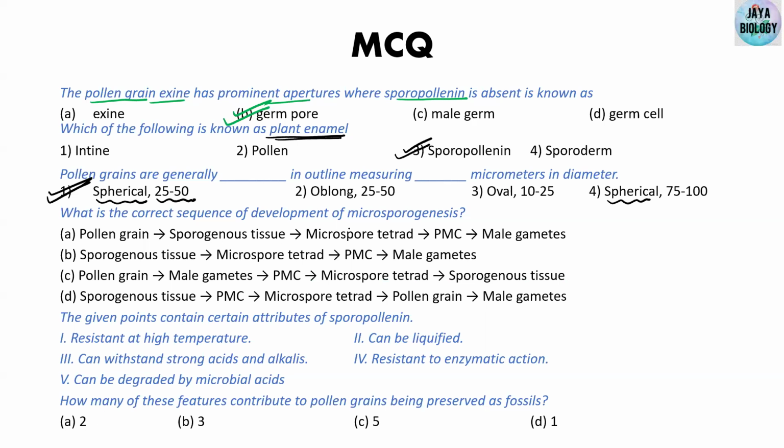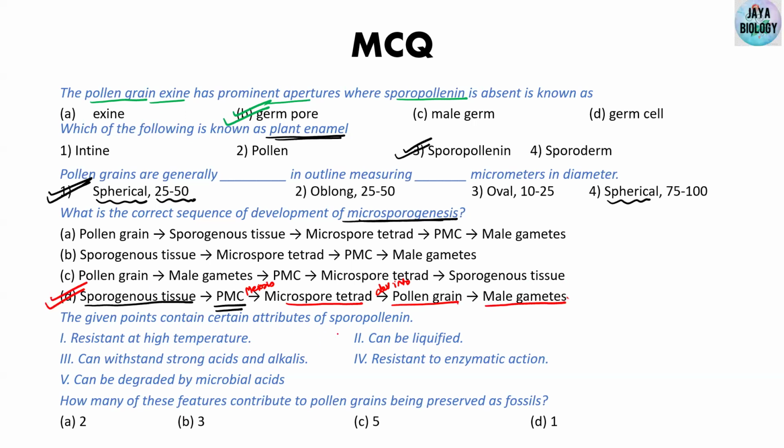Now, what is the correct sequence of development of microsporogenesis? First of all, you should know sporogenous tissue will become pollen mother cells, because each and every cell of sporogenous tissue works as a pollen mother cell, which will undergo meiosis to form a microspore tetrad, and this microspore tetrad will develop into pollen grain. Each pollen grain will contain a male gamete. The answer should be this.